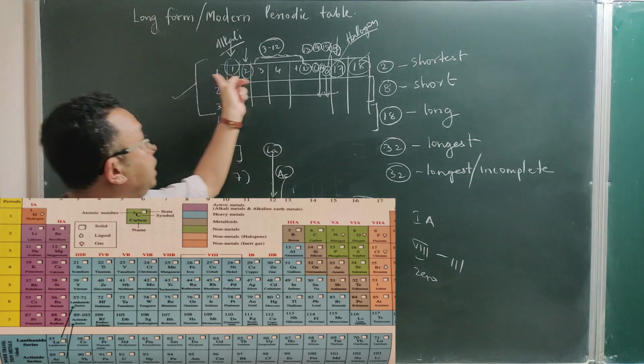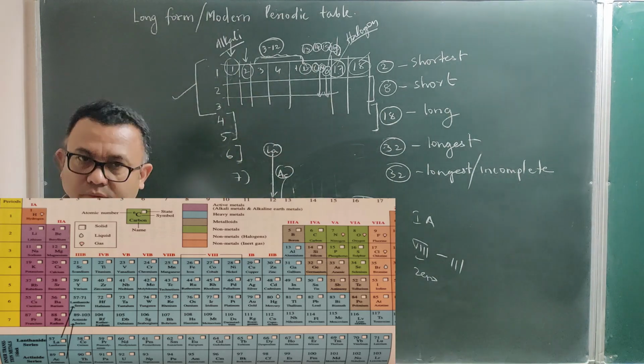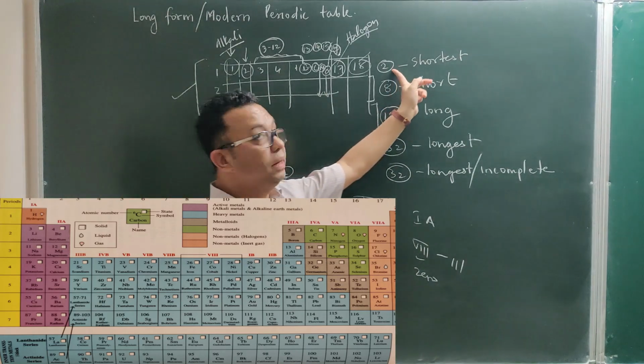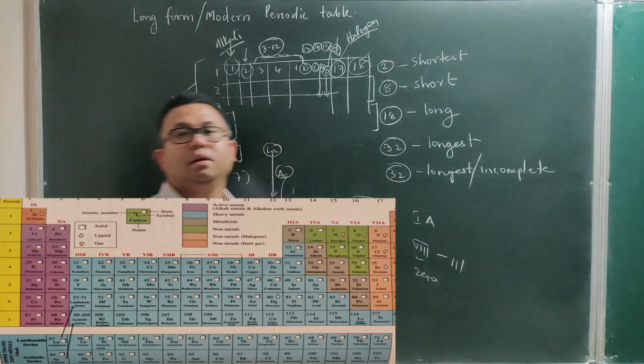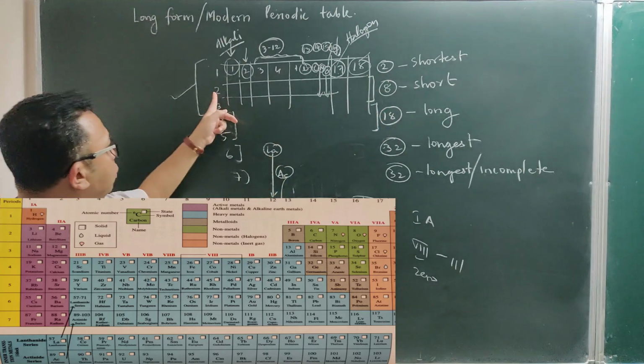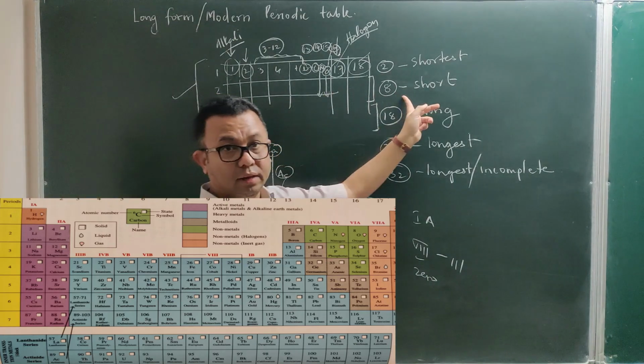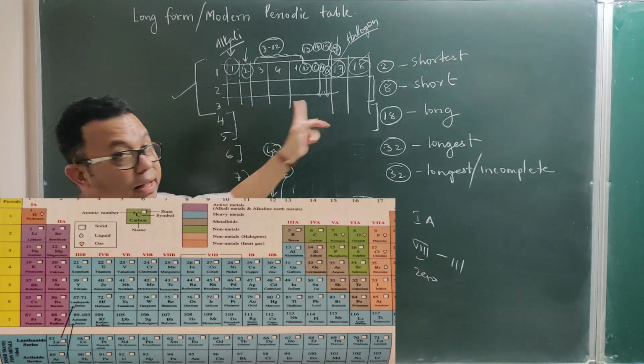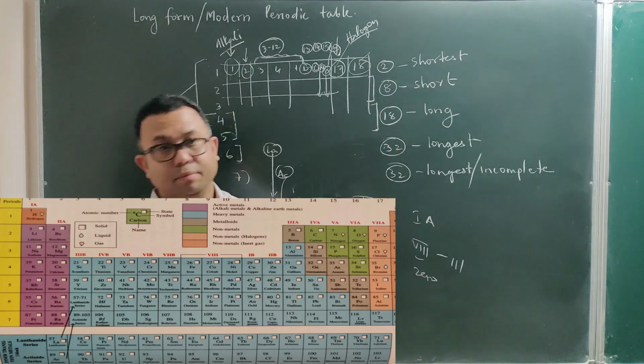That is why the first period, since it contains the lowest number of elements, we call period number 1 the shortest period, because it contains only 2 elements. Going on to period 2. Period 2 and period 3 both have in them 8 elements.